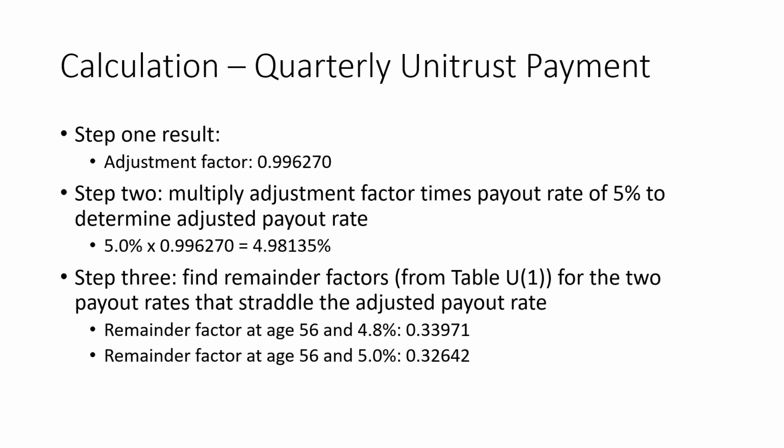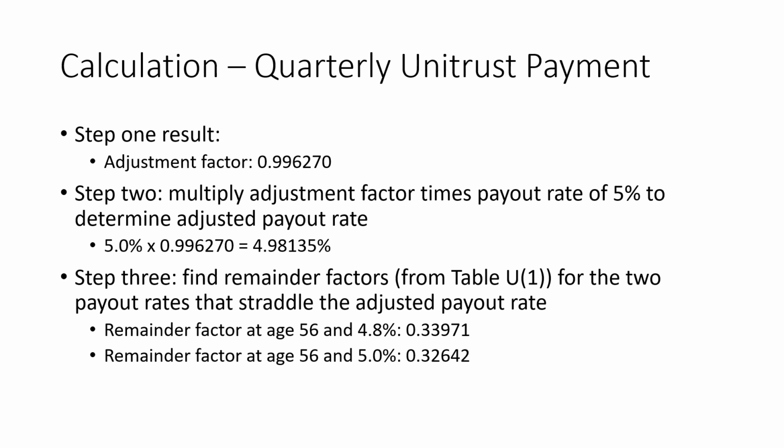So what we have to do is find the remainder interest factors under table U1 for the 2 payout rates in fractions of 0.2% that straddle that adjusted payout rate. So 4.98% falls between 4.8 and 5.0.